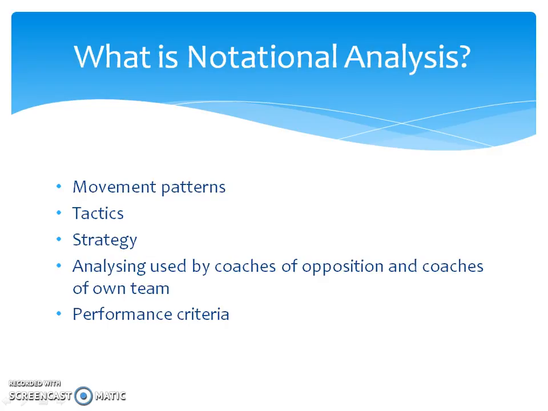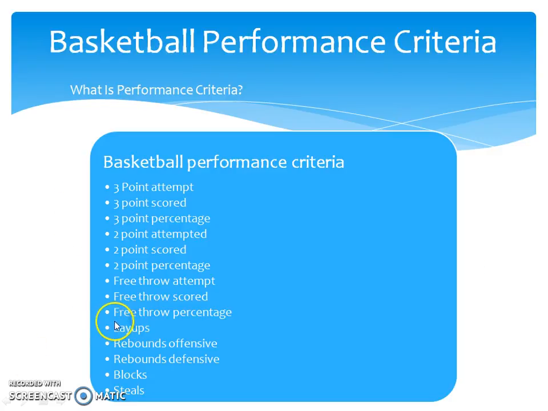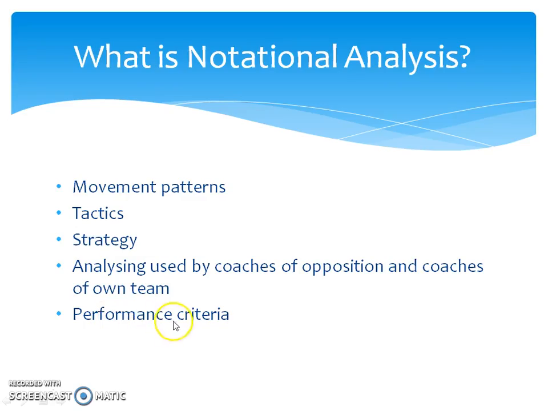So when you're analysing someone, you look for performance criteria, which you can see here. Performance criteria are different aspects of the game. So in basketball, performance criteria would be layups, steals, points scored. You'd look out for these while analysing, and when they perform these skills or performance criteria, you'd mark this down as completed.